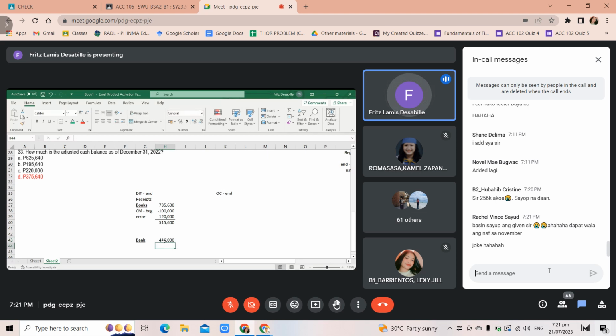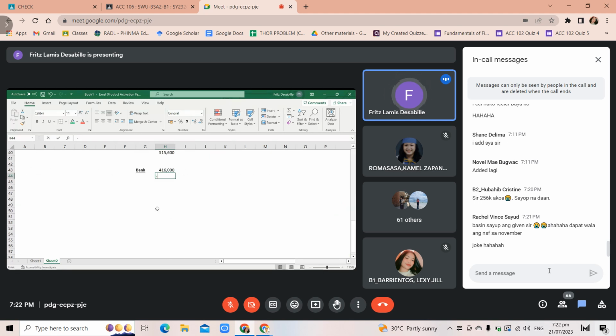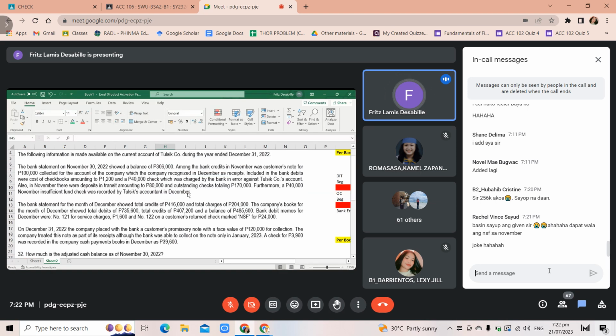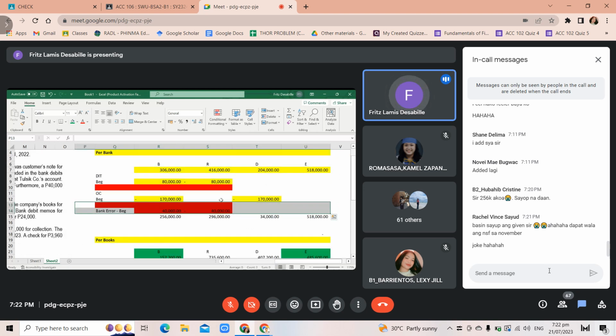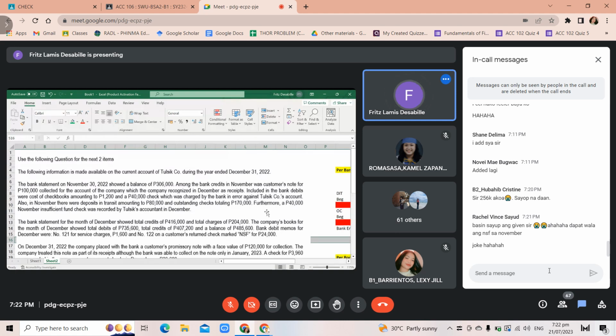Niya ang component aning 416, nabatay deposit in transit beginning which should be excluded and part of our receipts other. Ang 40K asa ni siyang 40K? Furthermore, 40,000 was recorded by Tulsik's accountant in December. Ay, sorry. Sayop di akong analysis ani guys. Furthermore daw, a 40,000 November insufficient fund check was recorded by Tulsik's accountant in December.